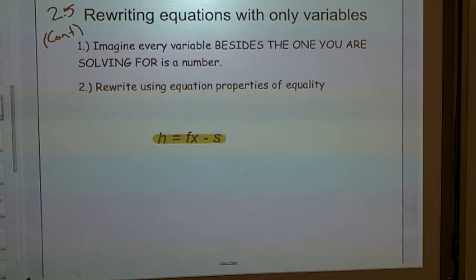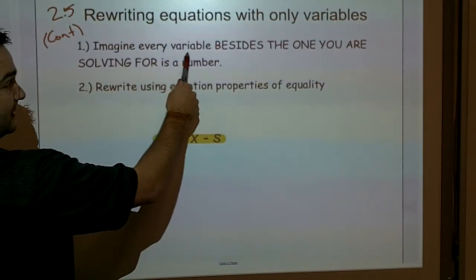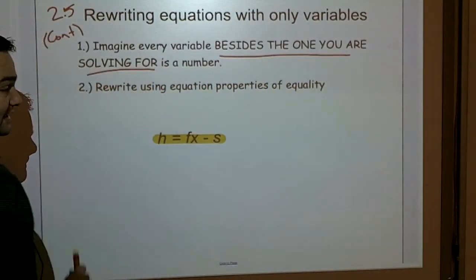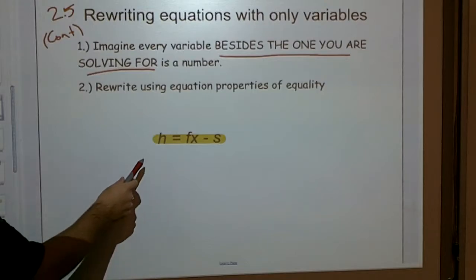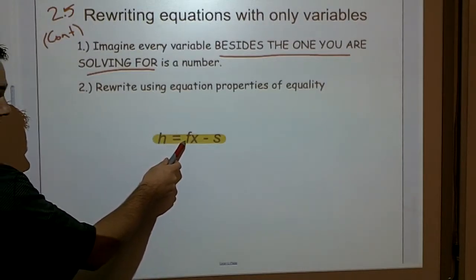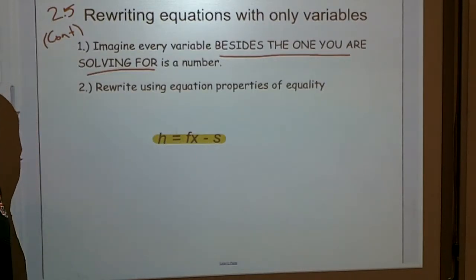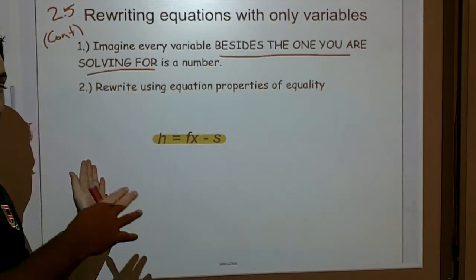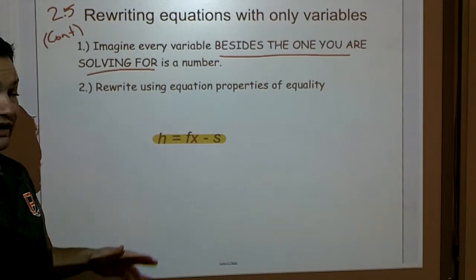Okay. Some hints that I have for you guys. Number one, imagine every variable besides the one that you are trying to solve for is a number. So in this case, we would imagine that h is a number, f is a number, and s is a number. And then we're going to just rewrite it using the properties of equality, or we're going to kind of work backwards to try and solve for x.